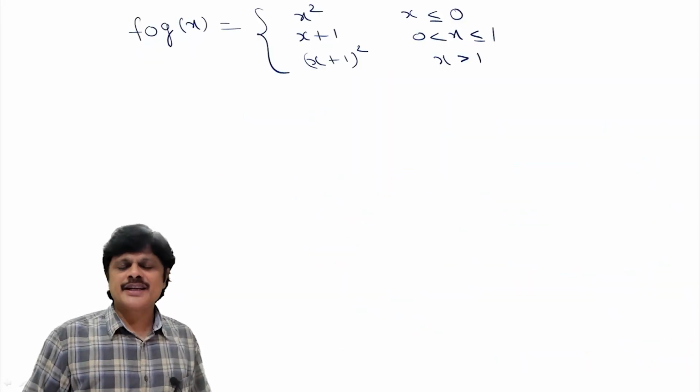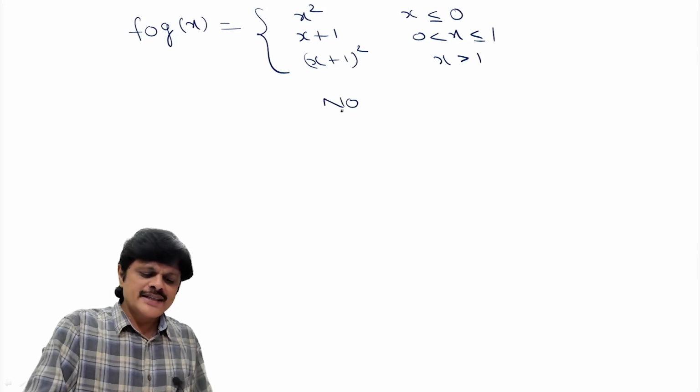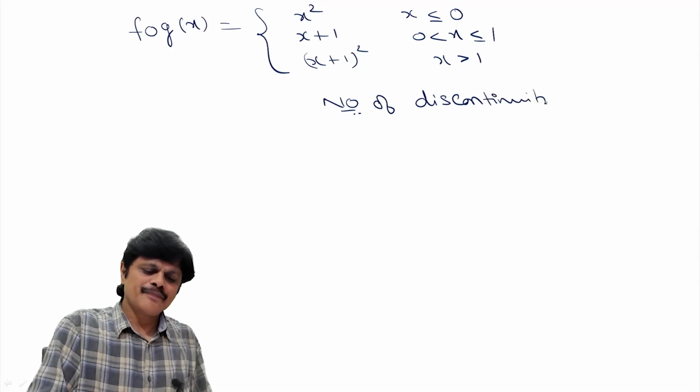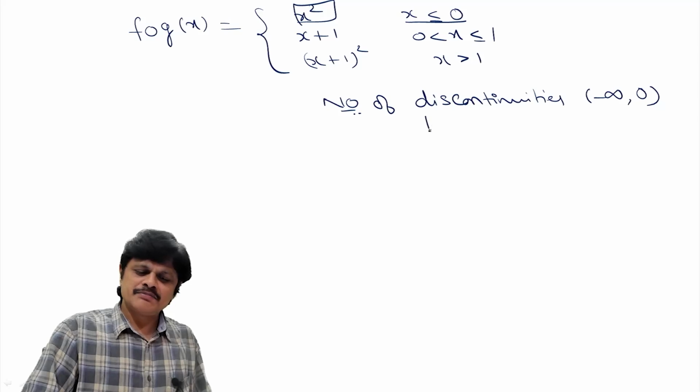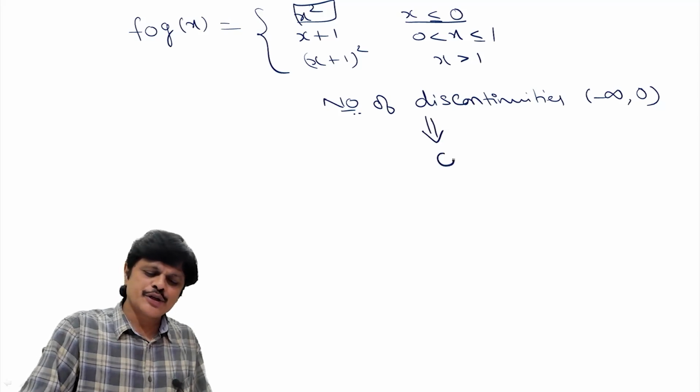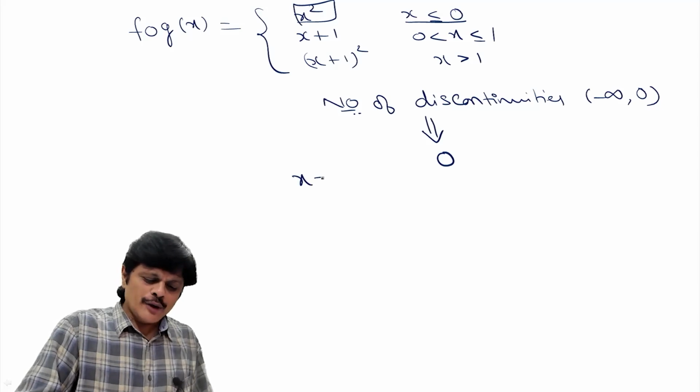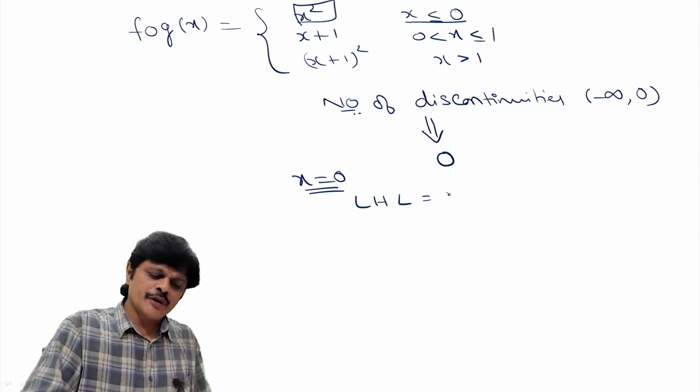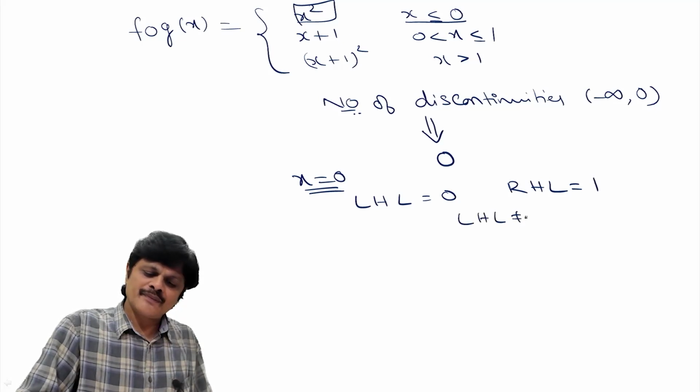So this is your f circle g of x. The question was the number of discontinuities in the interval minus infinity to 0, that is less than 0. But for less than 0, it is a polynomial, so continuous. So the number of discontinuities in the interval minus infinity to 0 is 0. But if you want to check at x equal to 0, what is the left hand limit? Put 0 here, it is 0. What is the right hand limit? Right hand limit at 0 is 0 plus 1, which is 1. So not equal. So discontinuous at x equal to 0.